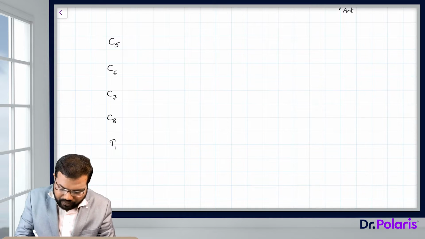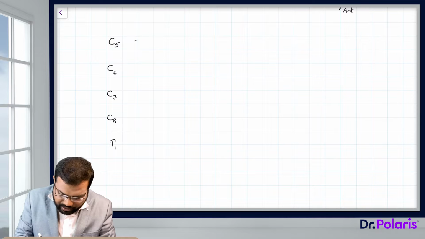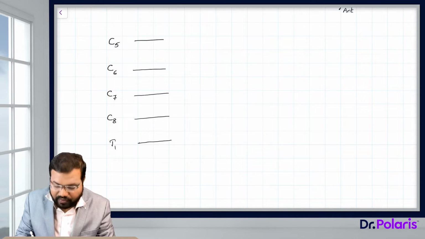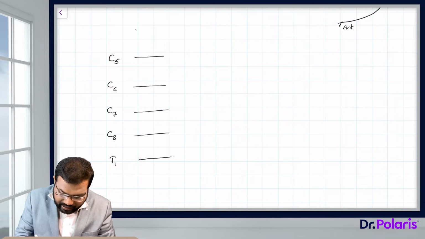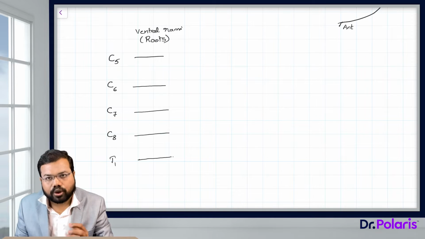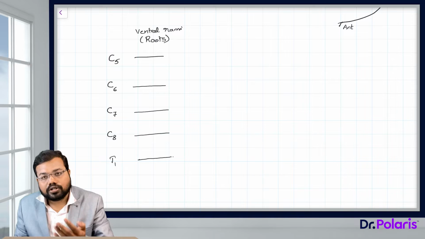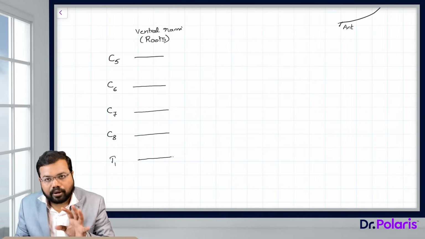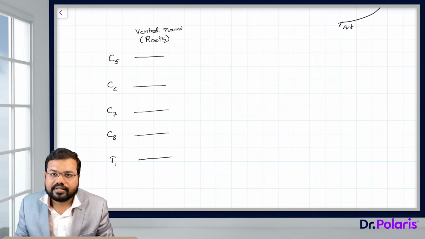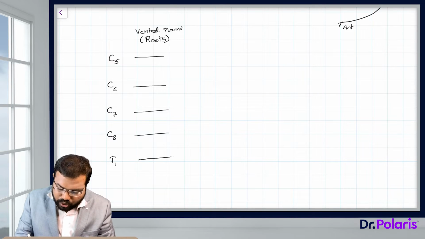From C5, let's imagine this is the ventral ramus of C5. This is the ventral ramus of C6. This is the ventral ramus of C7, ventral ramus of C8 and ventral ramus of T1. These ventral rami are called the roots of the brachial plexus, because that is the origin point. That's why it is called a root. Don't confuse it with dorsal root and ventral root; that's a different one. I'm talking about the brachial plexus. The starting of the brachial plexus is called a root, and that starting point is the ventral ramus.